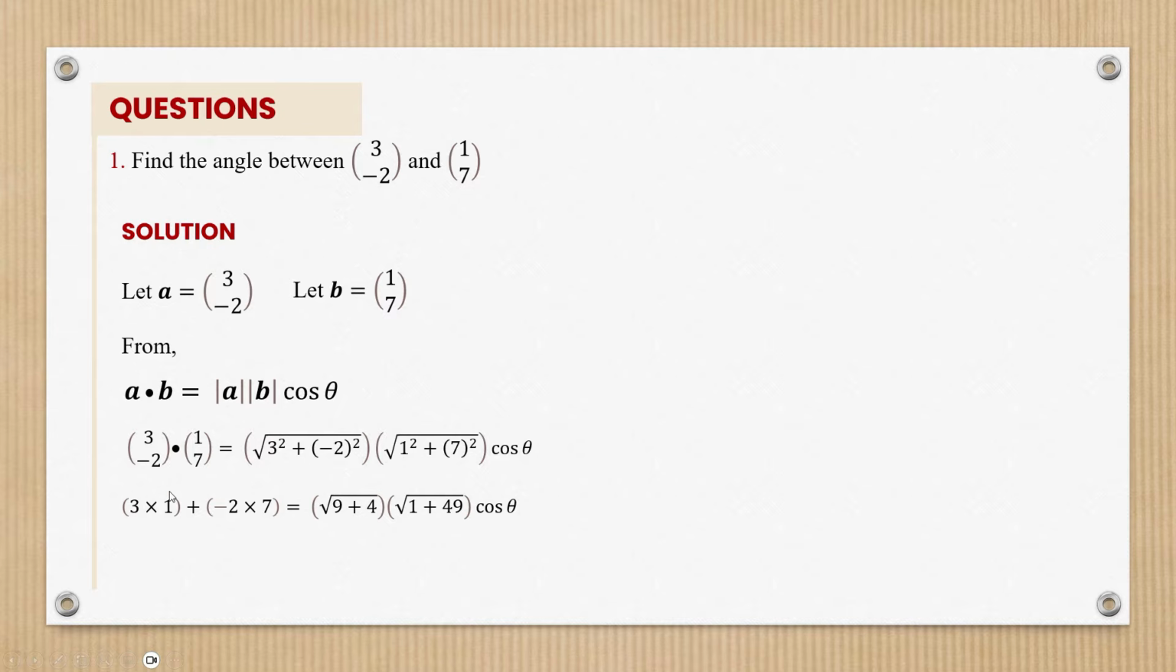On the left hand side, remember what happens for the multiplication of vectors. So we're going to have 3 times 1 plus -2 times 7 being equal to: 3 squared is 9, -2 squared is +4, 1 squared is 1, 7 squared is 49. So we're going to have the square root of 13 times the square root of 50 times cos theta. So here we have 3, and -2 times 7 is -14. So we have 3 minus 14, which is -11.